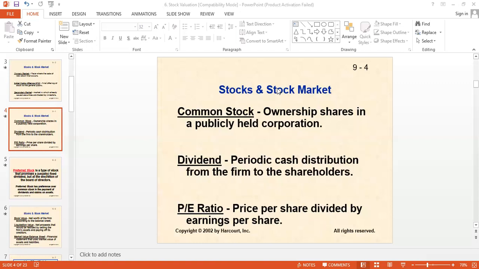Acha ji. So let's resume. We discussed the primary market, the secondary market, and the process of IPO. Next, I was discussing the two types of stocks, the common stocks and the preferred stocks. The common stock is ownership shares in a publicly held corporation.